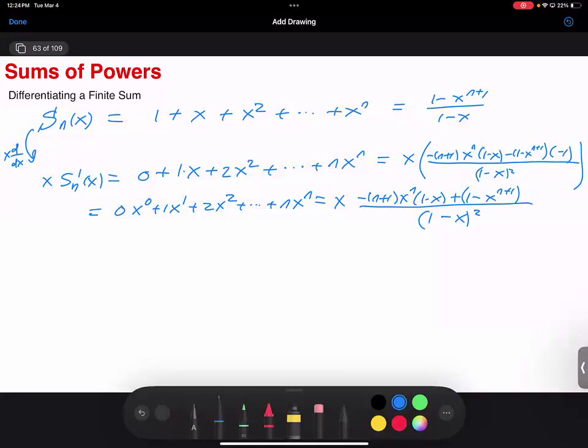This is true for all values of x. Anybody have any thoughts about a good value of x? Why would you take x equals 1? Yeah, so x equals 1 gives the sum of 0 plus 1 plus n. So all I have to do is plug in 1 on the right-hand side.